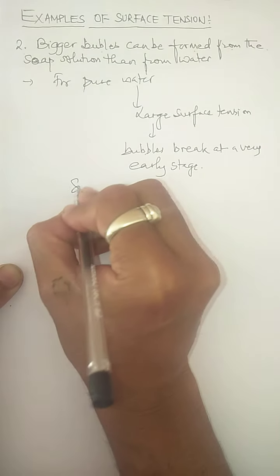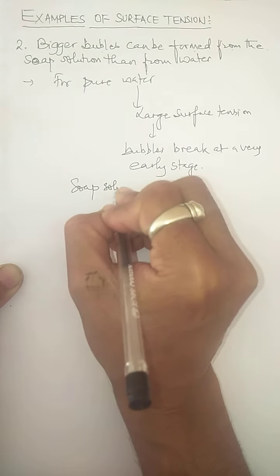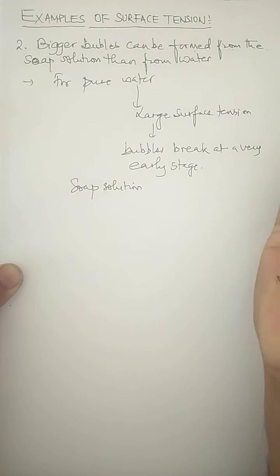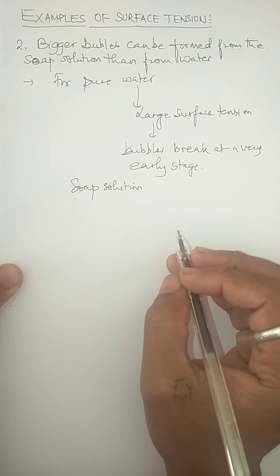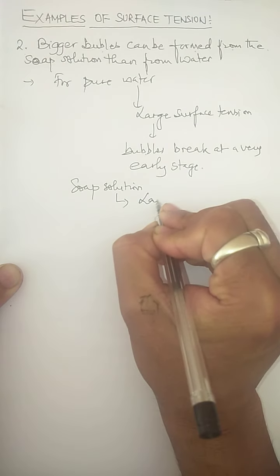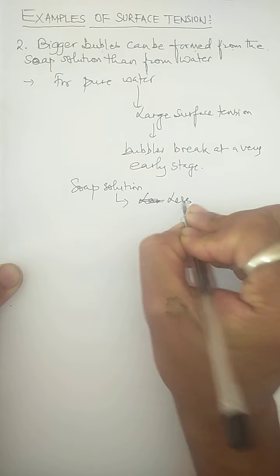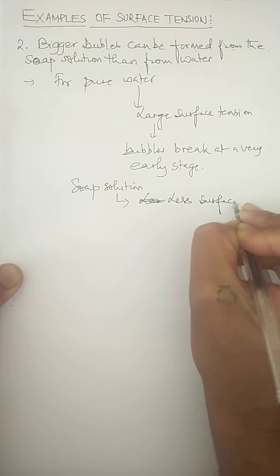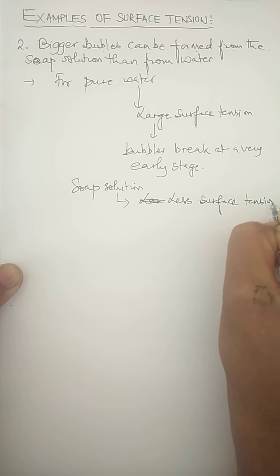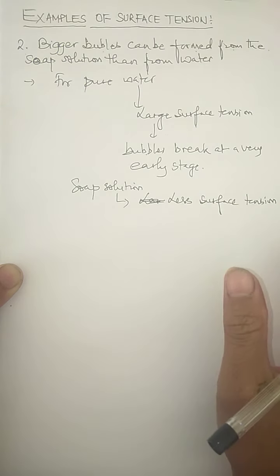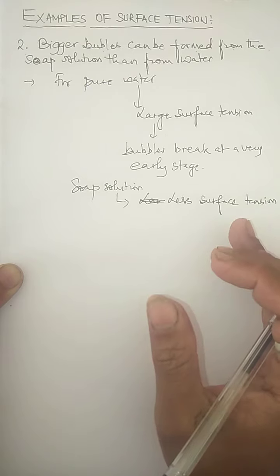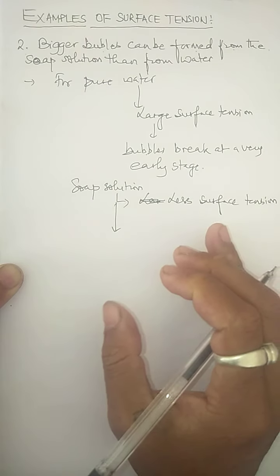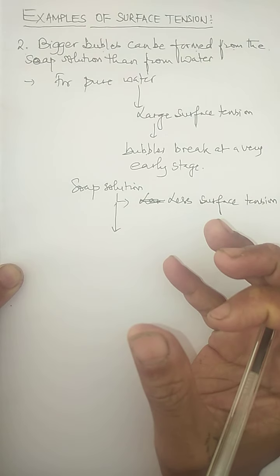But if I take a soap solution, the soap is another part of water, where there is an impurity content of soap. In this case, when the soap solution is formed, it has less surface tension. That means the surface tension of the soap solution is comparatively less compared to water. So the soap solution has comparatively less surface tension than water, and due to this less surface tension, bigger bubbles can be formed by the soap solution.